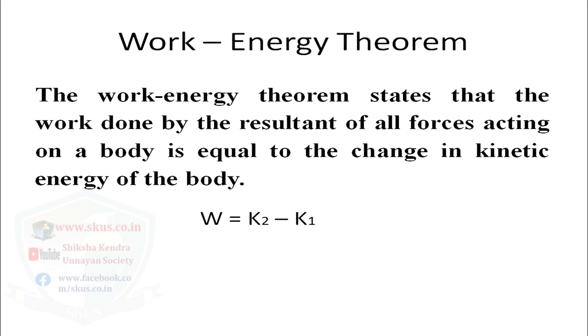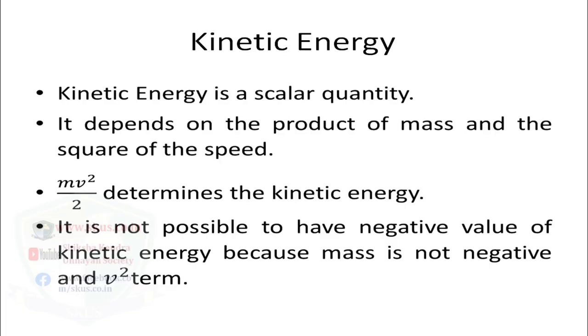That is, if the initial kinetic energy is K1 and the final kinetic energy is K2, then the work done on this body is equal to K2 minus K1. Let's discuss kinetic energy. What kind of energy is it? We know that kinetic energy is by virtue of motion. Secondly, it is a scalar quantity.